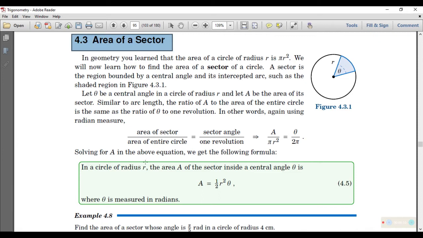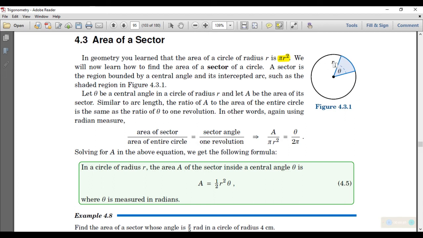Doon sa geometry lesson natin before, we identified the area or the formula for the area of a circle with radius r, and it is pi r squared. Now, in this section, ang kailangan lang natin hanapan ng area ay yung sector ng circle. So, for example, ito. Yung shaded region lang, hindi yung buong circle.